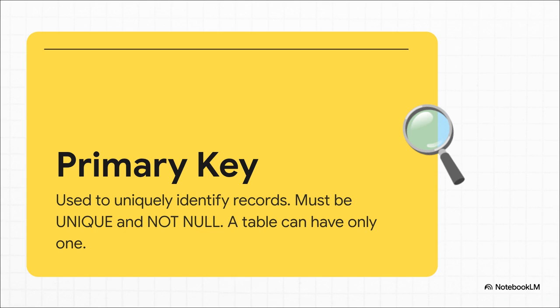The primary key is probably the single most important rule for any table. It's a unique identifier that is guaranteed to be one of a kind and never empty. Think of it just like a social security number for a person, or an ISBN code for a book. It's the one piece of info that lets you find exactly one record with 0 confusion.